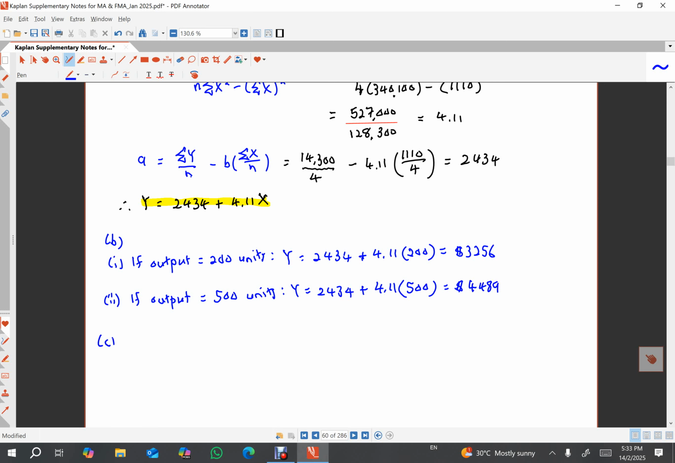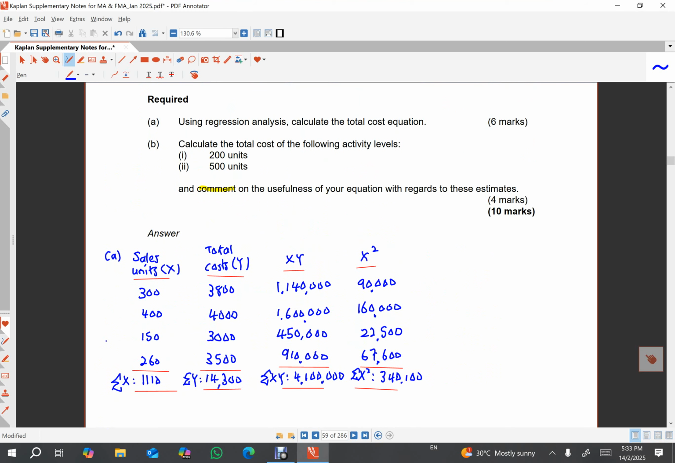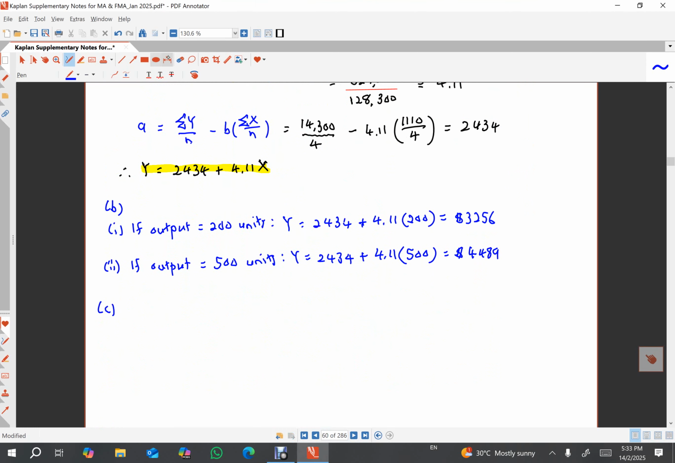And the last part, comment on the usefulness of the equation. To check on the usefulness of the equation, we need to work out the correlation, R. To work out the correlation, this is the formula which will be provided to you.